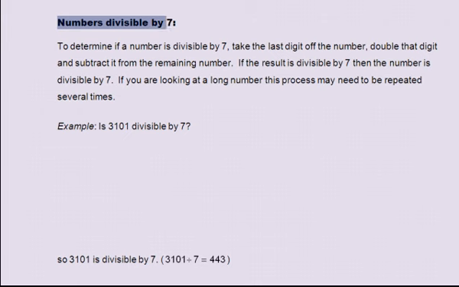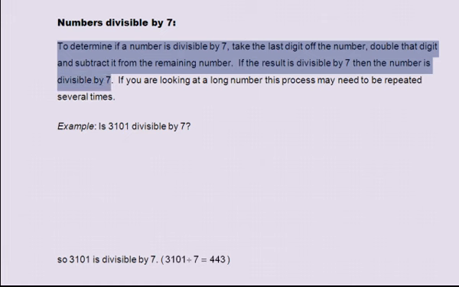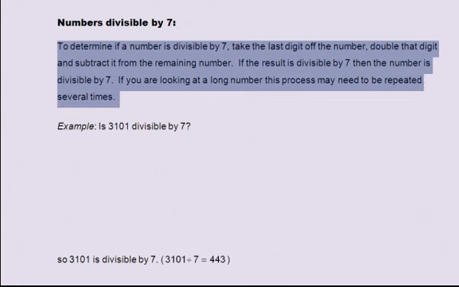Numbers divisible by 7. To determine if a number is divisible by 7, take the last digit off the number, double that digit, and subtract it from the remaining number. If the result is divisible by 7, then the number is divisible by 7. If you are looking at a long number, this process may need to be repeated several times.